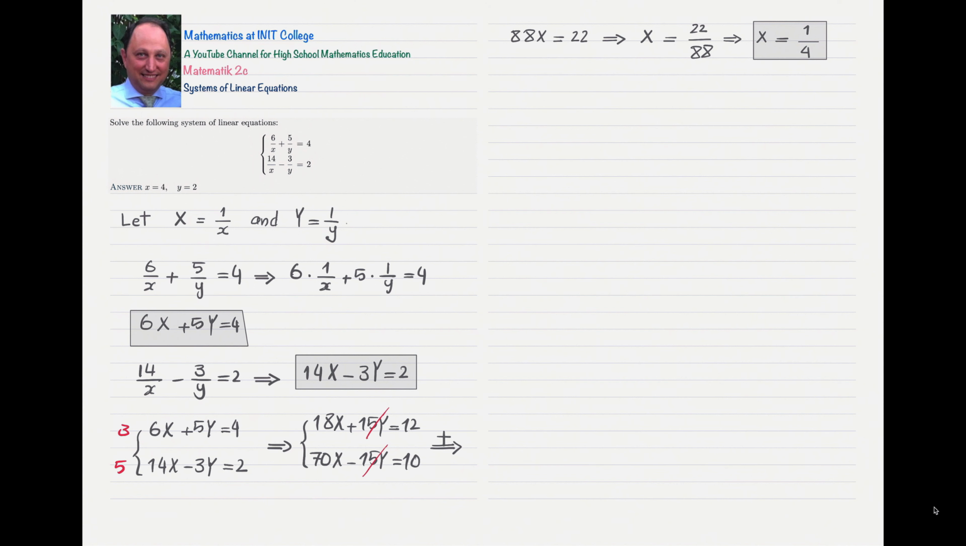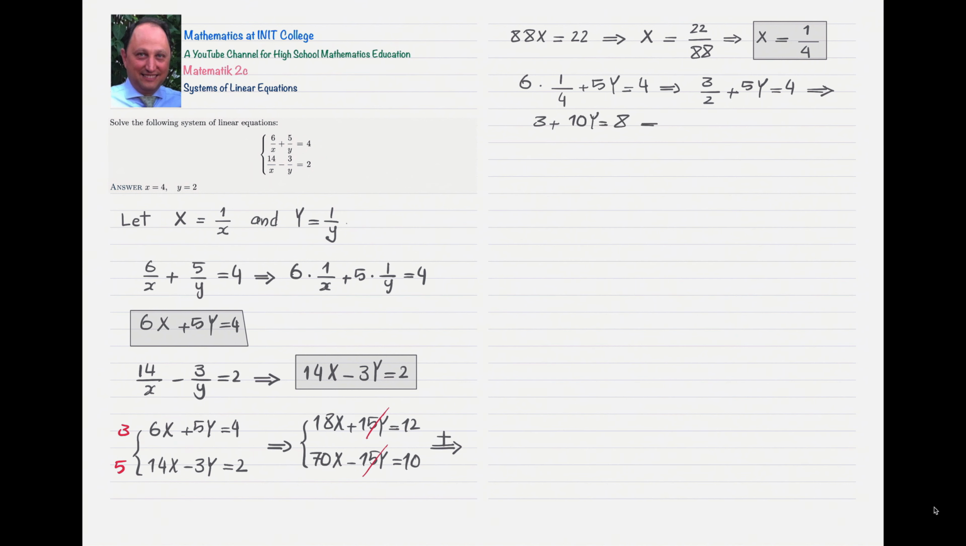So then I would say that the first equation would be 6 times 1 over 4 plus 5 times Y is equal to 4. And then let me simplify first. 6 over 4 is 3 over 2, and then I have 5Y is equal to 4. For example, if I want to get rid of the denominator, I can multiply everything by 2, so it becomes 3 plus 10Y equals 8.